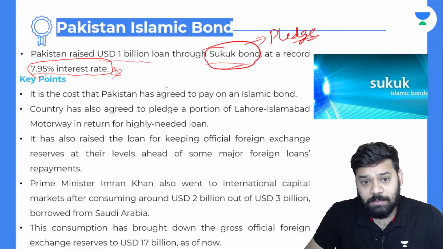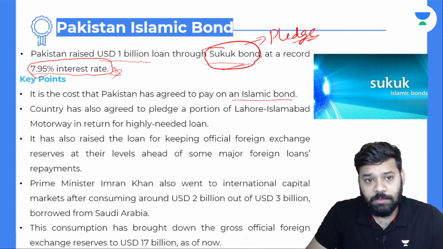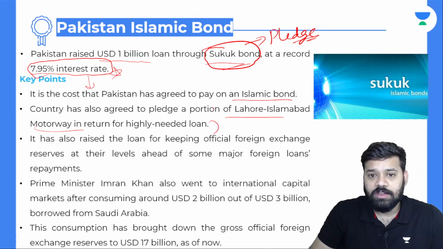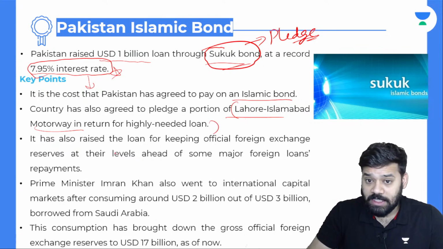It is the cost that Pakistan has agreed to pay on an Islamic bond. So this 7.95% is the interest rate that Pakistan has agreed to pay on an Islamic bond. The country has also agreed to pledge a portion of the Lahore Islamabad motorway in return for a highly needed loan. So Pakistan is pledging, okay, the Lahore Islamabad motorway in return for a highly needed loan.